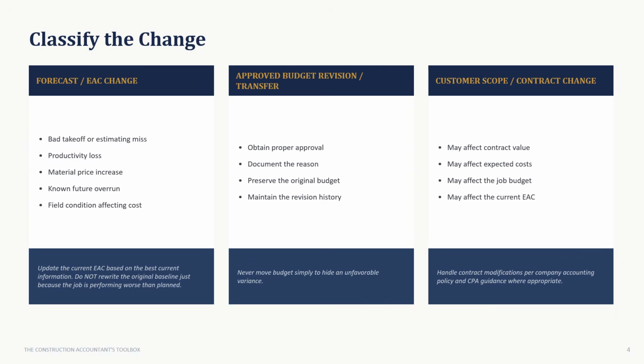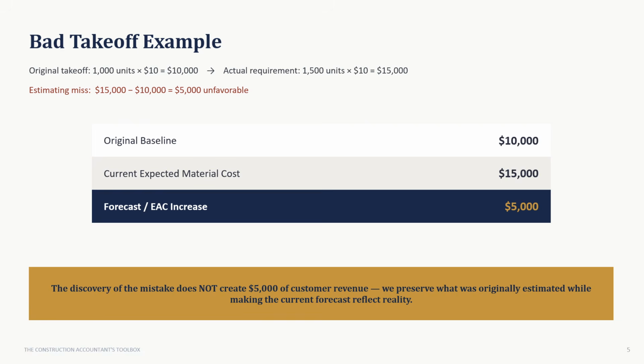Second, an approved internal budget revision or transfer. If company policy allows it, get proper approval, document the reason, preserve the original budget, and maintain the revision history. Never move budget simply to hide an unfavorable variance. Third, a customer scope or contract change. An approved change may affect contract value, expected costs, the job budget, and the current EAC. Exactly how that gets recorded should follow your company's accounting policy and your CPA's guidance.